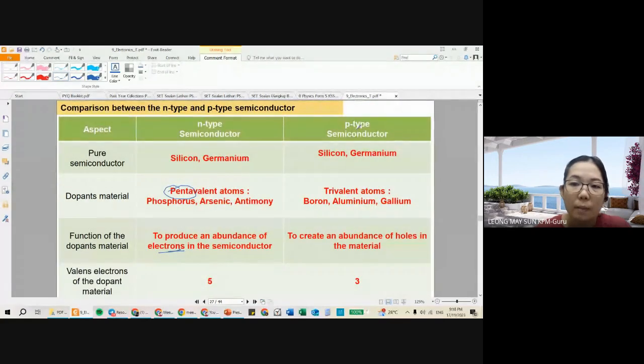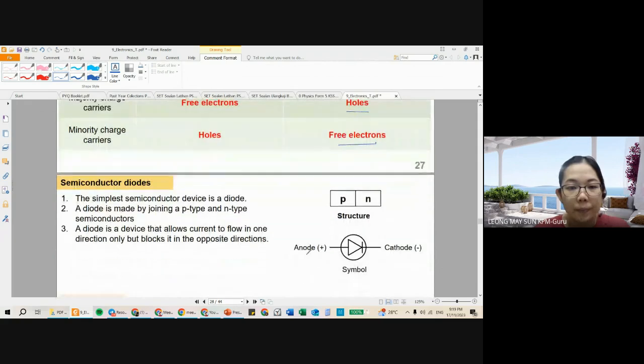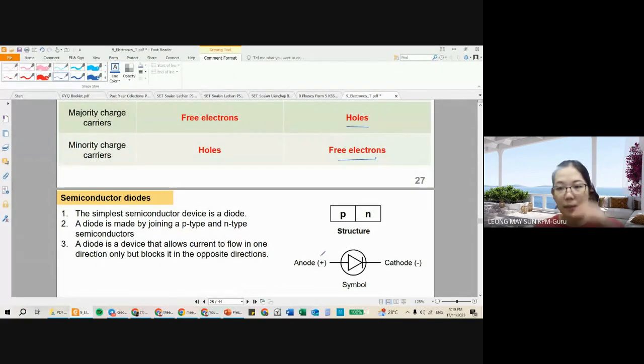For P-type semiconductor, we want it to be positive. When it's positive, it means there are fewer electrons. So trivalent atoms only have 3 valence electrons at the outermost orbit. Hence, it will create an abundance of holes. The majority charge carriers are holes, and the minority charge carriers will be the free electrons. All right, so that's the P-type and N-type semiconductor, and now we are back into your syllabus, diodes.